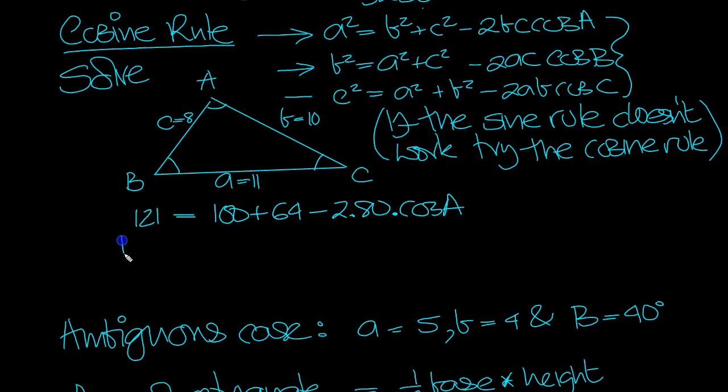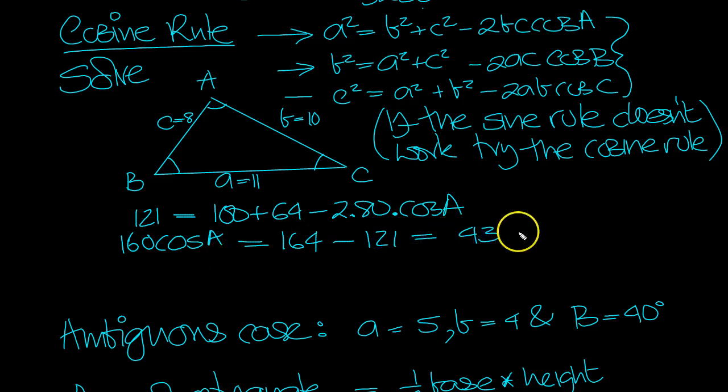I'm going to move that over there, put it here. 160 cos A. So what I've done is I've moved that over there, and it's become plus 160 cos A. 164 is here, these two, minus, and I'm going to move that over, 121, which is 43. So that tells us what cos A is, doesn't it? Cosine A is equal to 43 over 160. So that tells us what the angle A is.